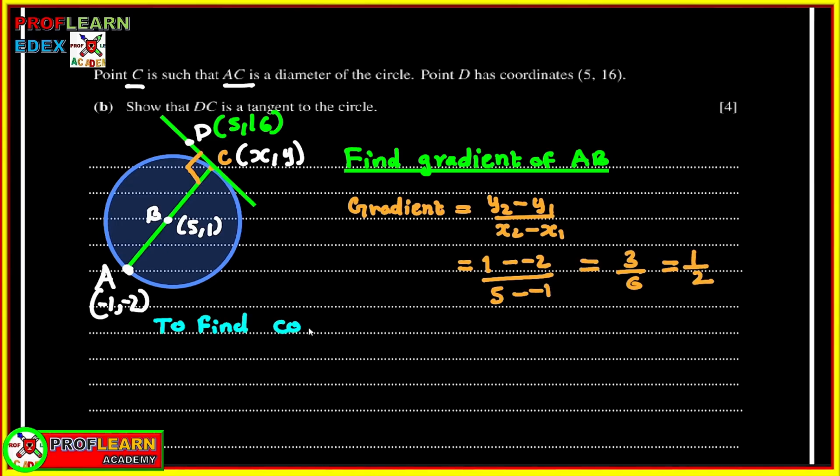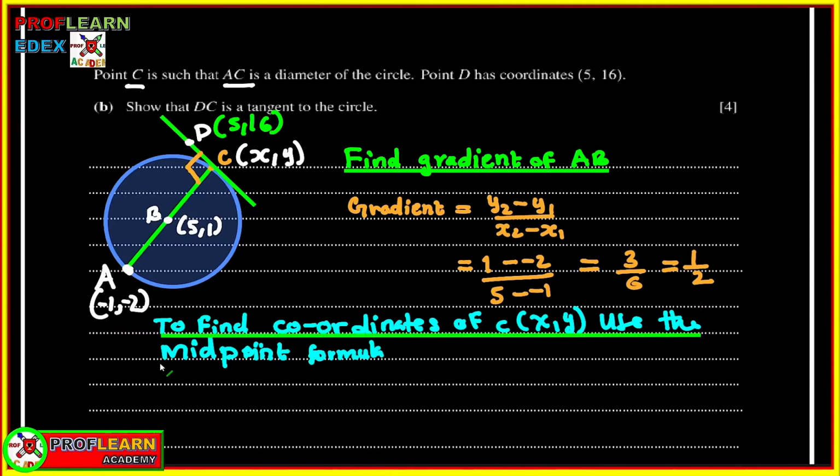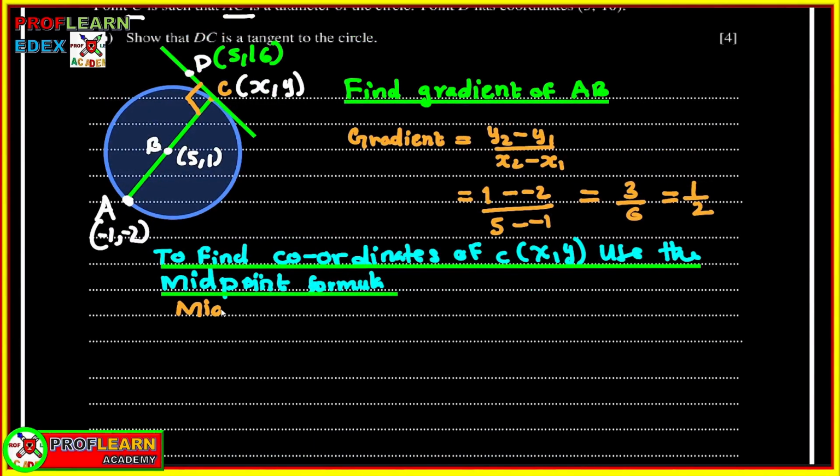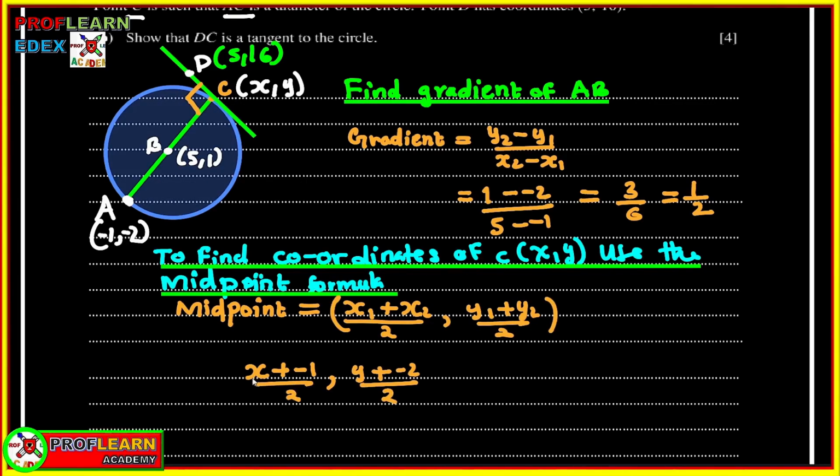as a half. Then I need to find the coordinates of x and y. I'll use the midpoint formula, because remember, the midpoint is (x1 plus x2) over 2, (y1 plus y2) over 2, right? Like that. So I'm going to use this knowledge in order to find what my x is and what my y is. And definitely, if I equate (x plus -1) over 2 equal to 5, I'll be able to find that value of x at that point like this.